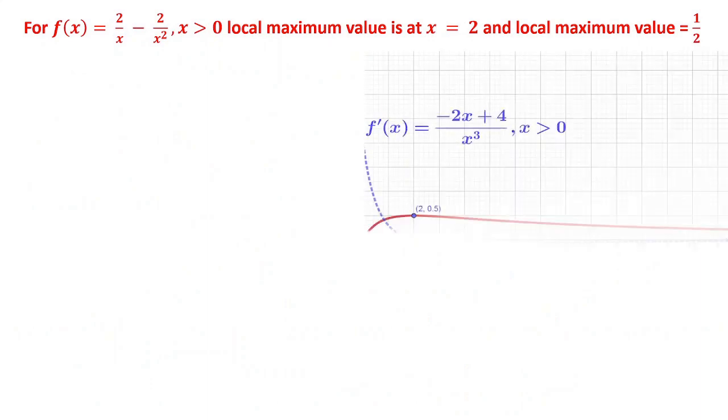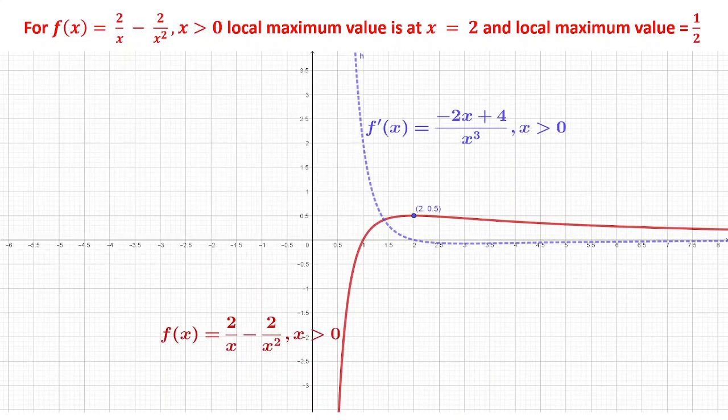Now you are seeing the graph of it. The local maximum value is at x equal to 2, and the local maximum value is 1 by 2. It goes up and then starts coming down, therefore you are getting it. And you are checking that f dash of x is always there, and it is also being shown there.